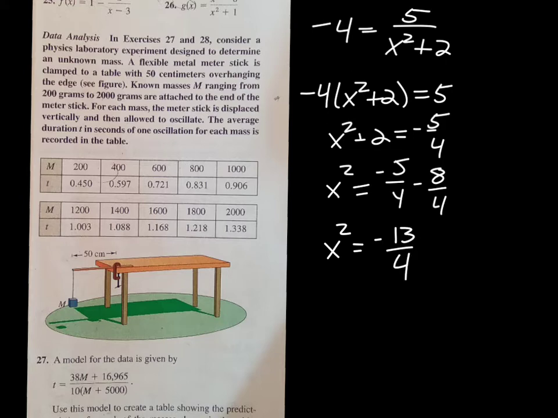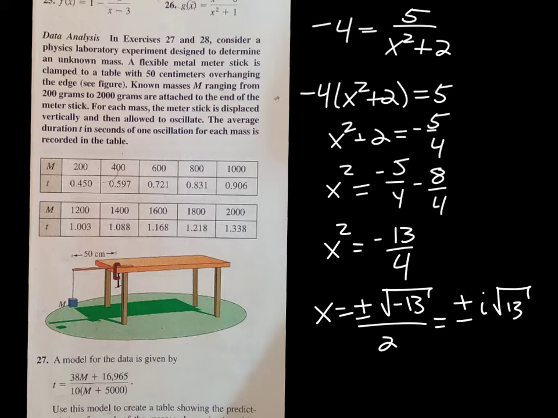And of course we take the square root of that, and we're going to get the square root of negative 13 over 2. And so now we have these imaginary numbers. So then plus or minus i radical 13 over 2. Okay, so those are imaginary zeros. That means that this is not going to cross the x-axis at all. All right, so let's take a look at number 26.